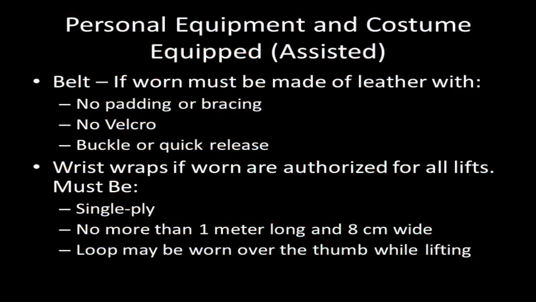Like the raw category, a lifter may wear a belt, and if worn, the belt must be of leather with no padding or bracing, no Velcro, and it must contain a buckle or quick release. Wrist wraps are authorized for all the lifts. If worn, just as in the raw category, they must be single ply, no more than 1 meter long and 8 centimeters wide, and the loop may be worn over the thumb while lifting.